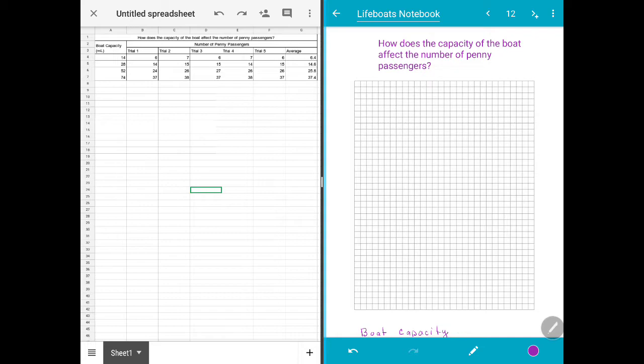Now the next thing this axis needs are units. In what units did I measure boat capacity? Well, there it is on my data table. Now I need to label or add a title to the y-axis.